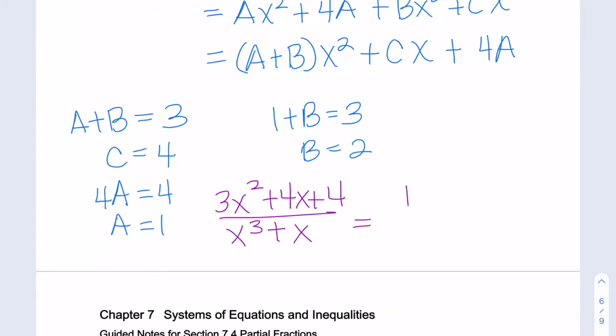So our partial fraction decomposition, well, this was 3x squared plus 4x plus 4 over x cubed plus x. So we're going to have 1 over x. And then our b was in front of the x, our c was the constant there, and that's going to be over x squared plus 4.